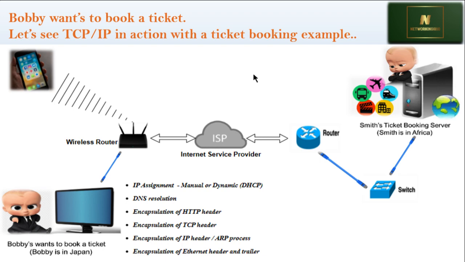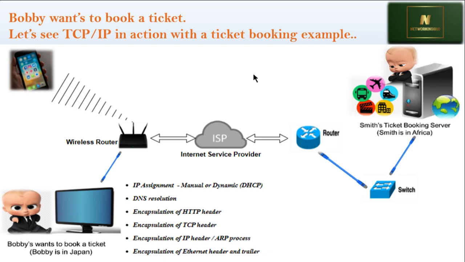One thing to note here is that Bobby's machine may or may not perform the ARP process based on three factors. 1. Firstly, no ARP will be done if the ARP cache has an existing entry containing the destination IP address and its equivalent MAC address.